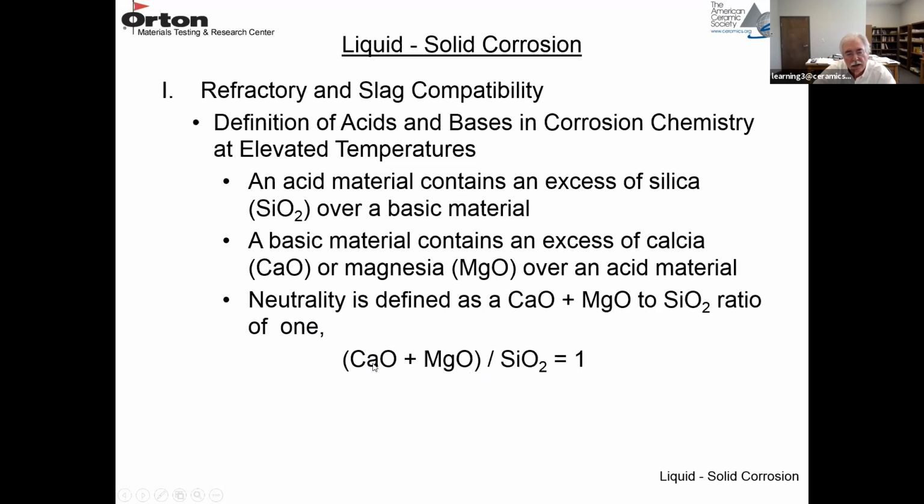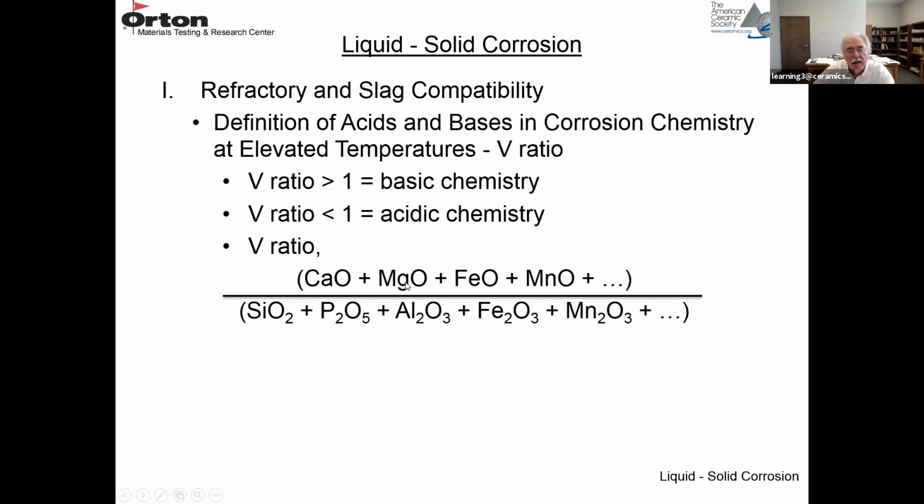If we have excess basic material, CaO or MgO, we'll have a number greater than 1, so it'll be basic. If we have excess SiO2 and the ratio is less than 1, it'll be acidic. That is a very simple approach to defining an acid and a base, but you can refine that with something known as a V ratio. So the V ratio, if it's greater than 1, your chemistry is basic. If it's less than 1, it's acidic.